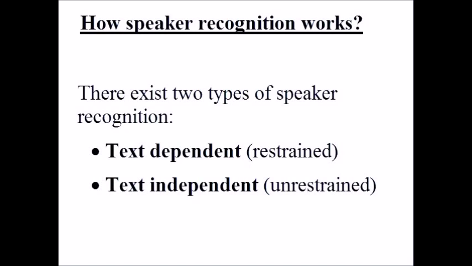How speaker recognition works. There exist two types of speaker recognition. First is text dependent or restrained. Here the subject has to say a fixed phrase, which is the same for enrollment and for verification, or the subject is prompted by the system to repeat a randomly generated phrase. Second is text independent or unrestrained. Here, the recognition is based on whatever words the subject says. Text dependent recognition has better performance for subjects that cooperate. But text independent voice recognition is more flexible than text dependent, and it can be used for non-cooperating individuals as well.